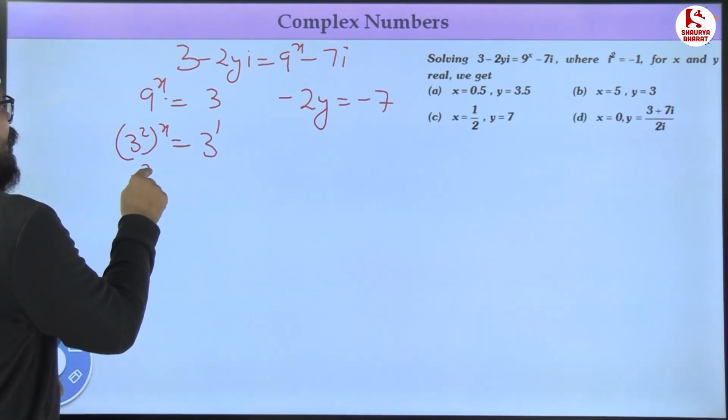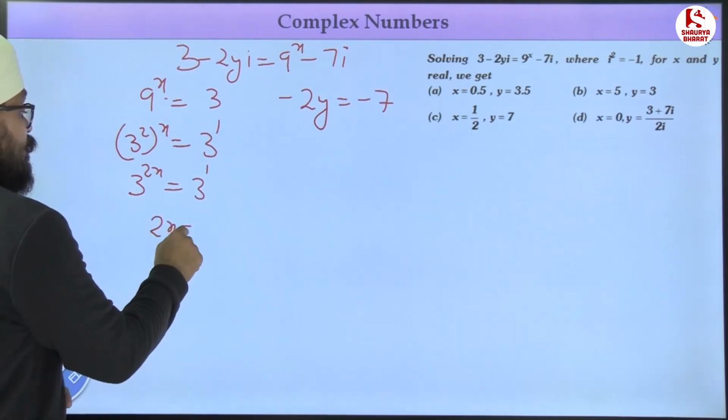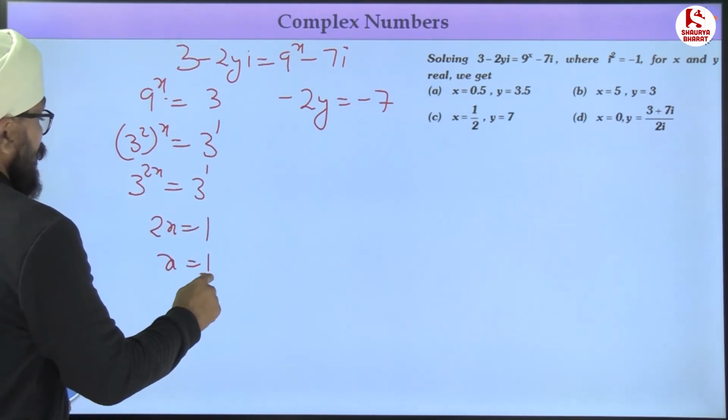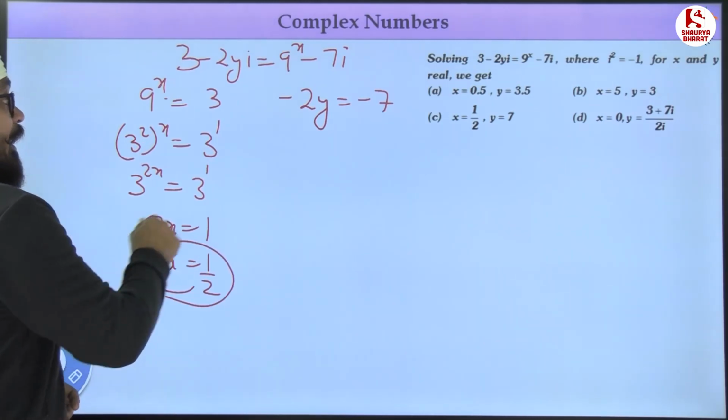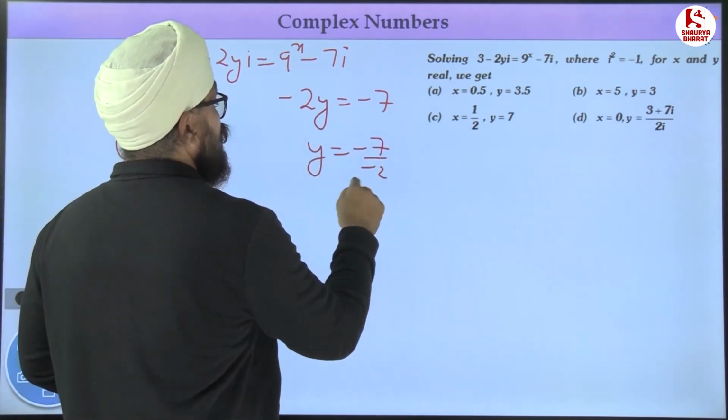So this is 3 to the power 2x, 3 to the power 1. So we are having 2x equal to 1. So x is 1 upon 2. And when I come to this one, this is y is equal to minus 7 upon minus 2.